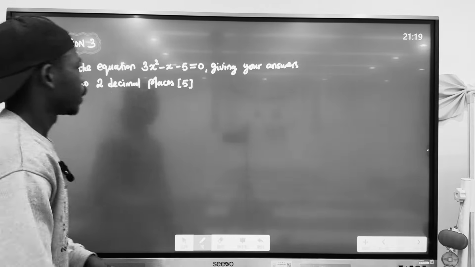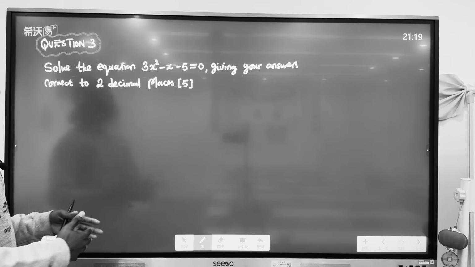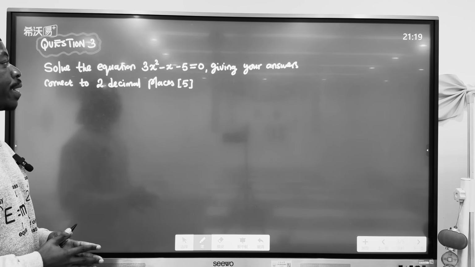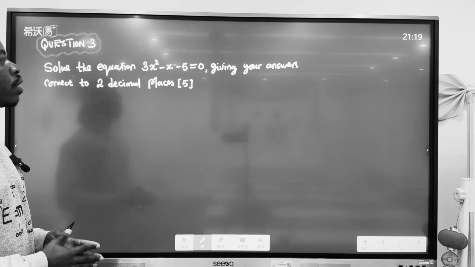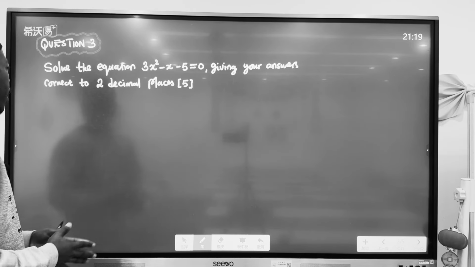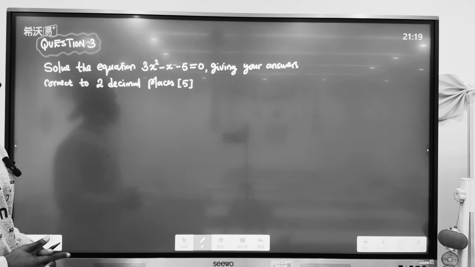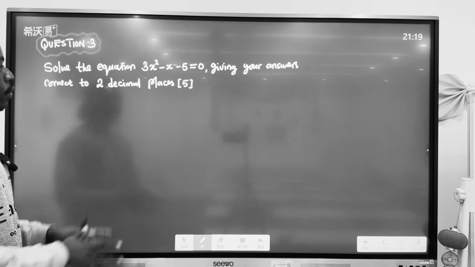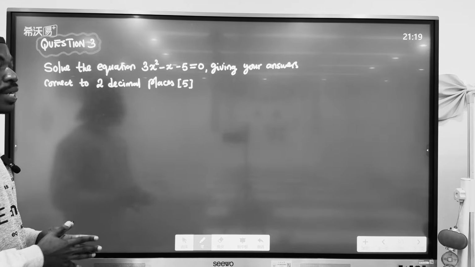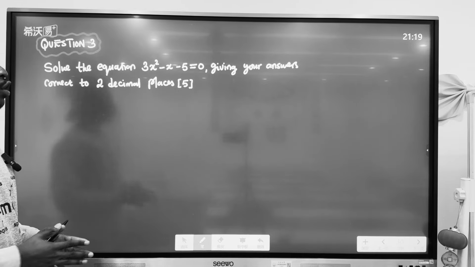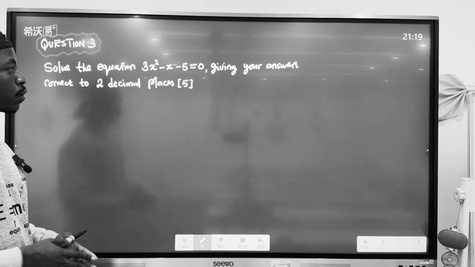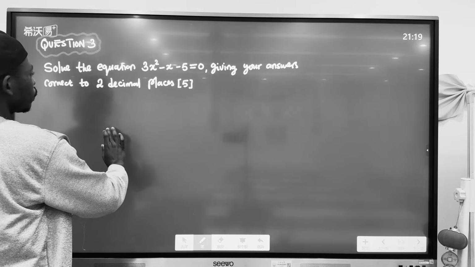Okay, the next question says solve the equation 3x squared minus x minus 5 equals 0, giving your answers correct to 2 decimal places. So this is on quadratic equations, okay? This comes from quadratic equations, and in mathematics paper 2, you'll be asked to solve an equation that looks like that, okay? So what are we supposed to do?